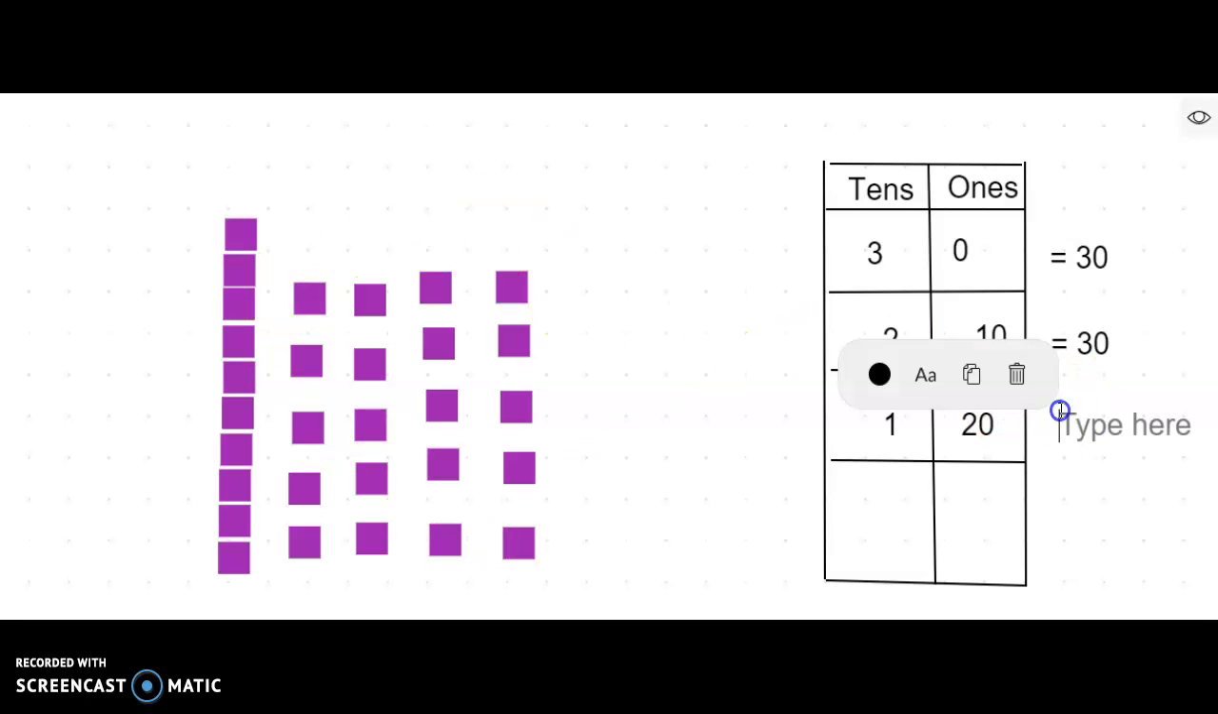And get this, I still have 30. Because even though I took apart another group of 10, I still didn't get rid of anything. So technically 1 10 and 20 ones still equals 30. So I know 3 10s and 0 ones equals 30. I know 2 10s and 10 ones equals 30. And I know 1 10 and 20 ones equals 30.